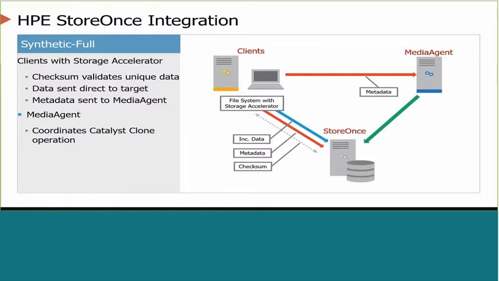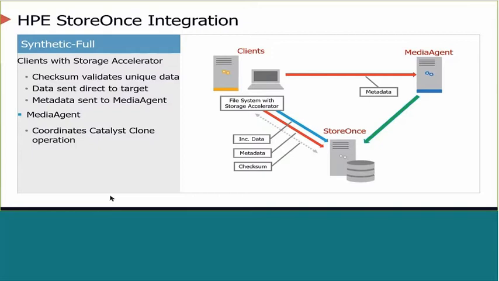Really from a behind-the-scenes standpoint, what's happening is the media agent is going to be working with the StoreOnce, kind of initiating that task and requesting what's called the Catalyst clone to occur on the StoreOnce. So that process, it's almost like a little bit of a snapshot, if you will. And just like with Commvault deduplication, the StoreOnce is basically going to be updating its pointers and references to the original blocks within its own deduplication database.